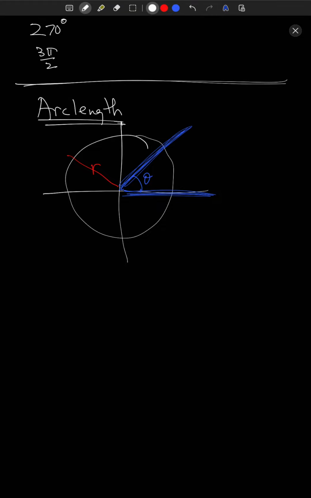So let's say we have an angle of theta here. The question is, how long is this arc right there? Let me write it like this. What is the length of this arc?